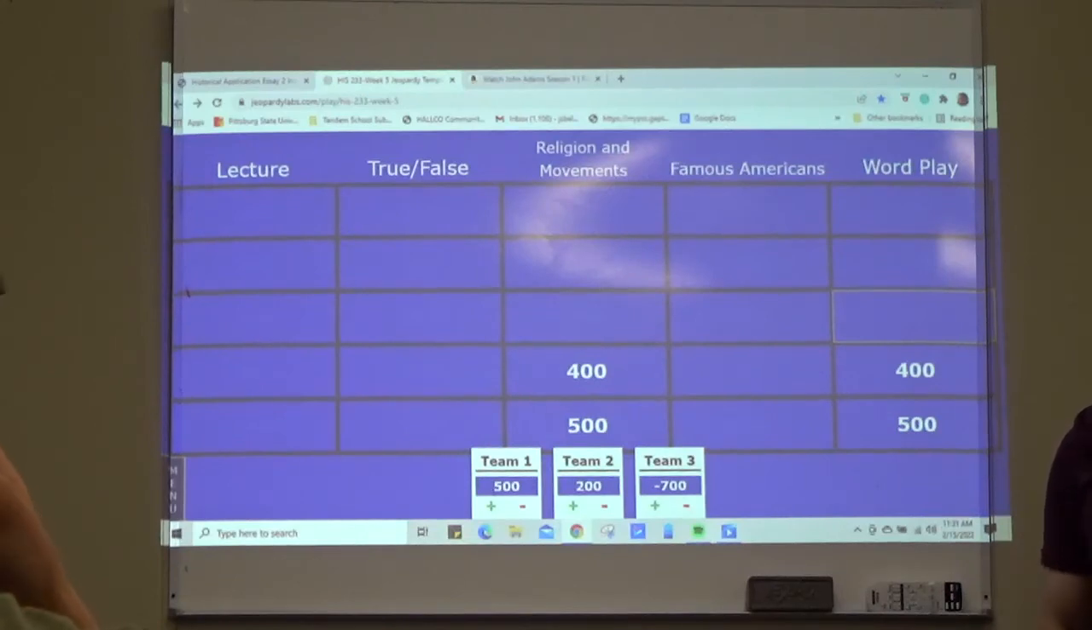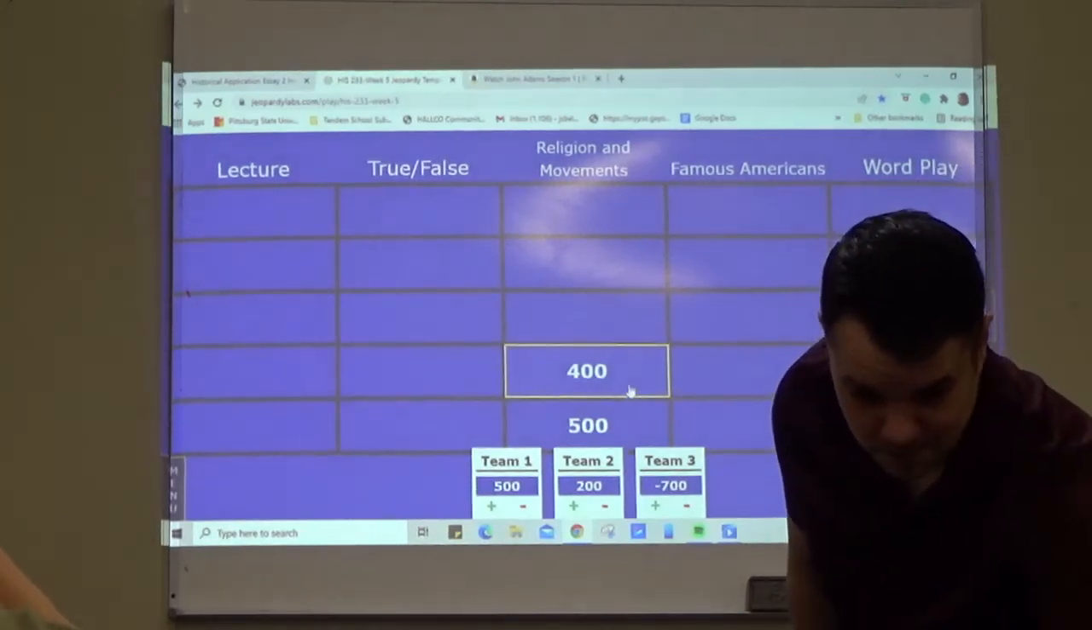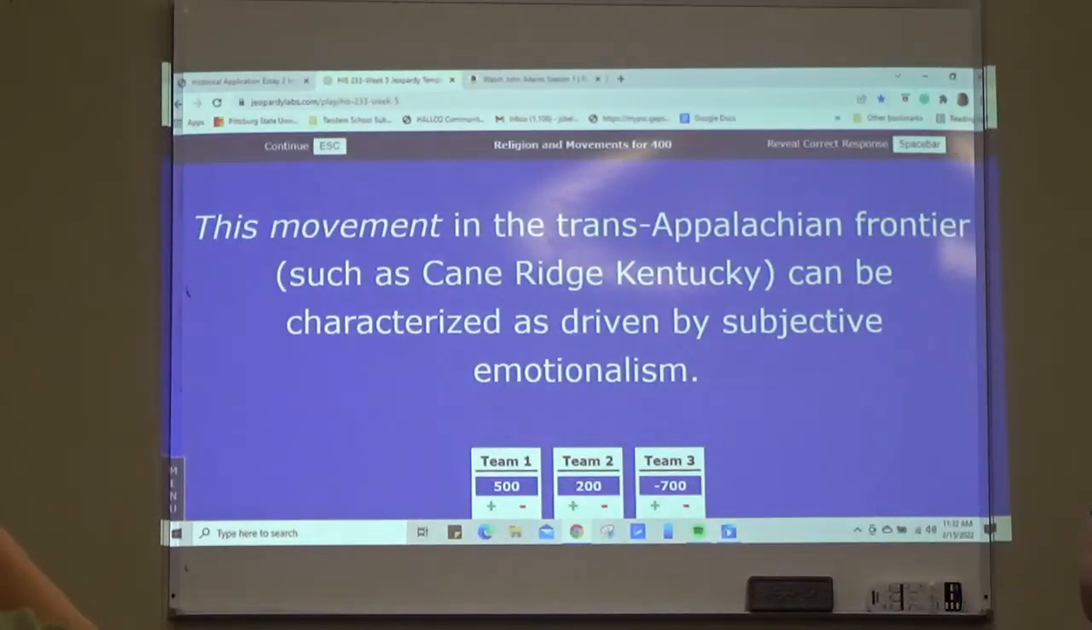Alright, so team 1, it is your pick. This is still a close game. Let's do religion and movements 400. This movement in the Trans-Appalachian frontier, such as Cane Ridge, Kentucky, can be characterized as driven by subjective emotionalism. And again, very prominent today. We call it progressive Christianity in a lot of ways.